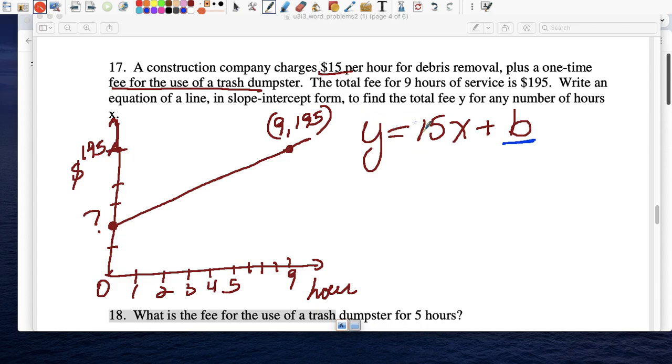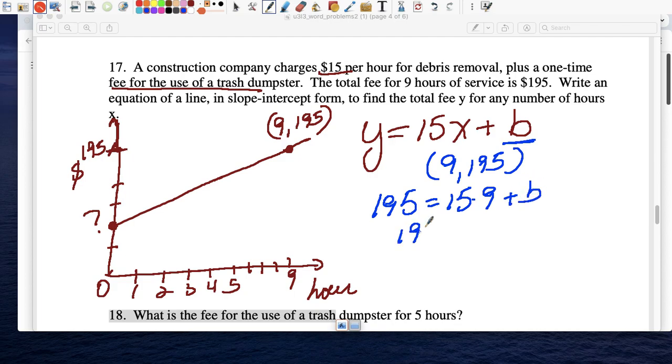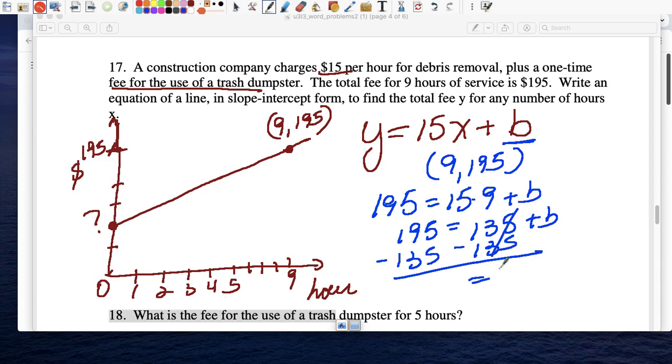So let's use 9 and 195, right? We're going to replace the x and the y. So y equals 195, 15 times 9 plus b. 195 equals 15 times 9, which is 135, plus b. We're going to subtract 135 from each side. And b equals 60. So that's the extra charge that they're charging me. So they're charging me 15 bucks an hour, and this little guy here, it's 60.